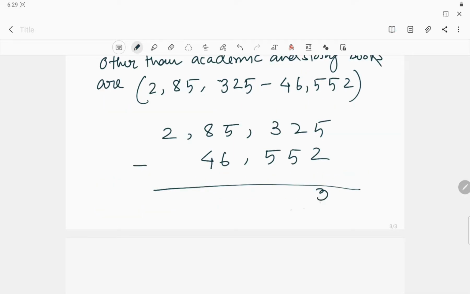So 5 minus 2 is 3 and it will be 12 and it will be 2, right? So 12 minus 5 is 7, because 2 is less than 5, so it will be 12, and it will be 4, and 12 minus 5 is also 7, right? And 4 is less than 6, so it will be 14 and it will be 7, so it will be 8, and 7 minus 4 is 3 and it will be this 2. So 2,38,773, right? So the remaining books, the number of books other than the academic and story books, are this, right?